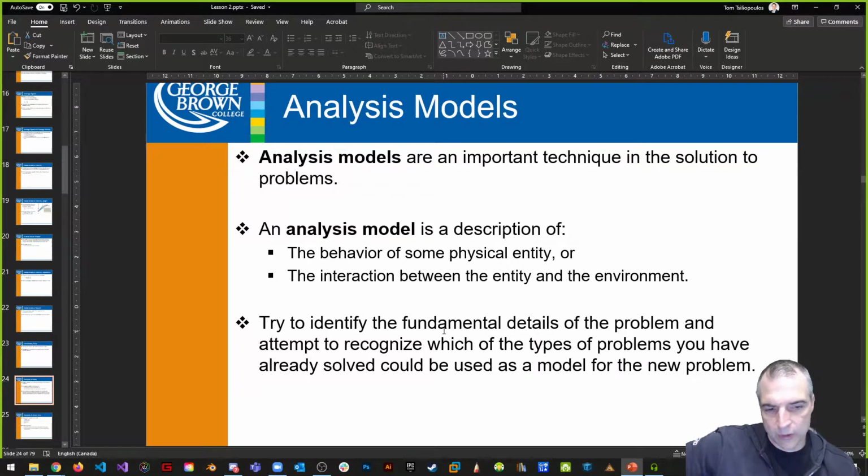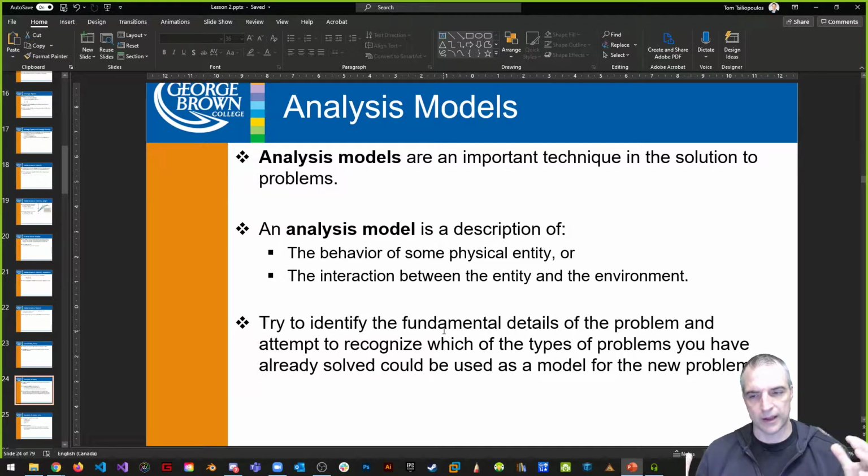What we do a lot of times when we look at physics problems is we use analysis models. We want to try and place a model on top of the real world, which means I have an idea of some equations. I understand kinematic equations. How do I apply different kinds of things that we've observed in physics to different situations and make some calculations, make some predictions based on what we've noticed in nature? We use an analytical model or analysis model. It is a description of the behavior of some physical entity or the interaction between the entity and the environment. That's what the analysis model lets us do.